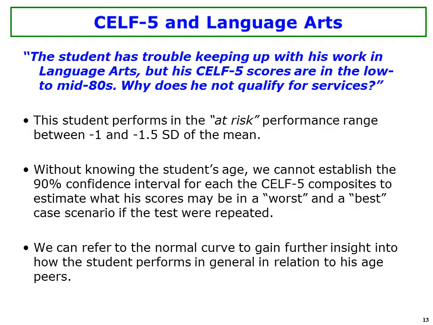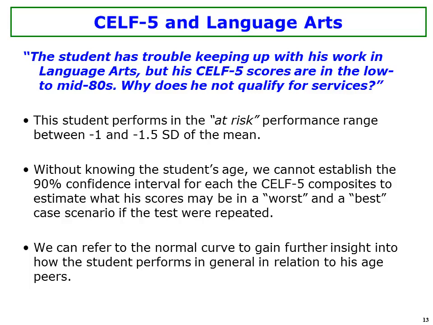Without knowing the student's age, of course, we cannot establish the 90% confidence interval for each of the CELF-5 composites to estimate what his scores might have been in the worst and the best case scenario if the test were repeated. Because we all know that when you repeat a test on the same student, you're not going to get the same standard score. And what you're looking for is the 90% confidence interval to say, if you re-administer the test, might it be below the 80s? And if there is a bias towards performance within the range that is below 80, you have a good reason to say, let's try an RTI approach before we consider a possible direct intervention.